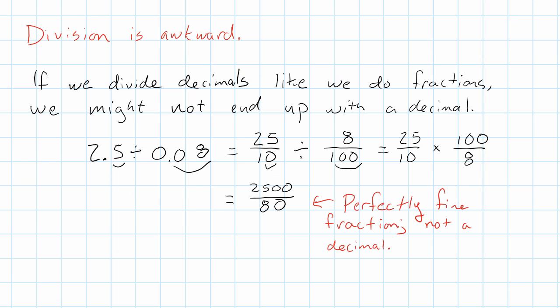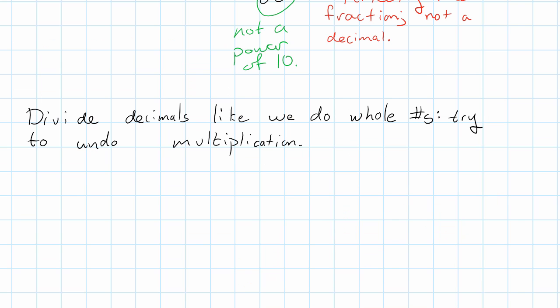This is a perfectly fine fraction, but it's not a decimal. Notice, 80 is not a power of 10. So we can't divide decimals like we do fractions if we want to get a decimal for our answer. Instead, we divide decimals like we do whole numbers. We try to undo multiplication.